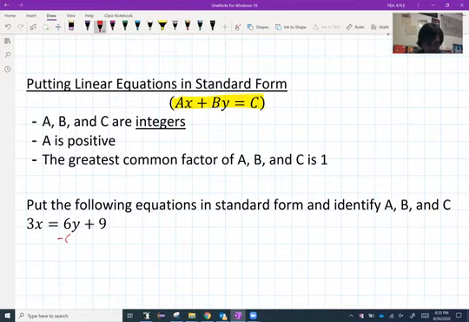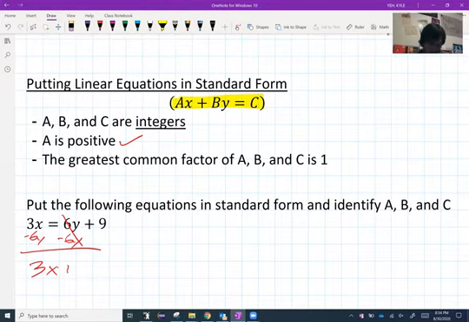I'm going to subtract 6y on both sides. And the reason being, I'm keeping my x's positive. Remember that second bullet point, a has to be positive for it to be considered in standard form. So I'm going to keep my x's on the side where they're positive, and I'm going to have 3x minus 6y, we were subtracting it, minus 6y equals positive 9. It looks kind of like it's in standard form. ax plus by equals c. 3x minus 6y equals 9.